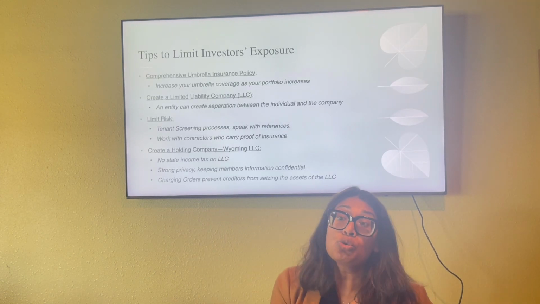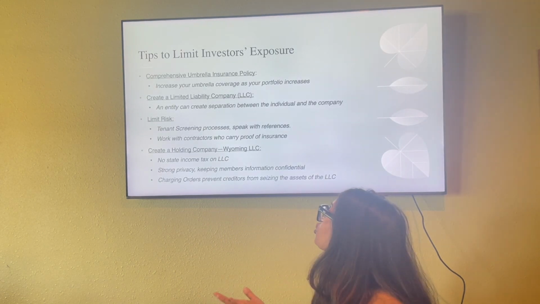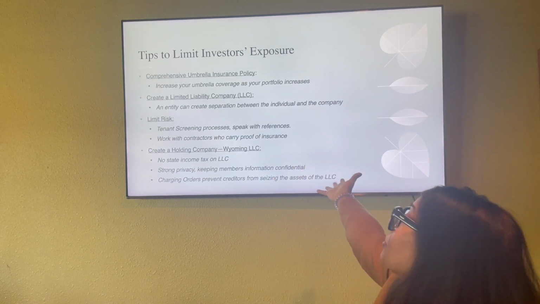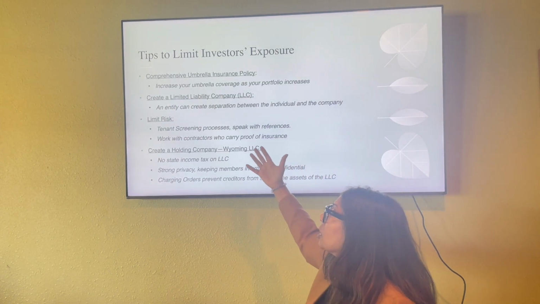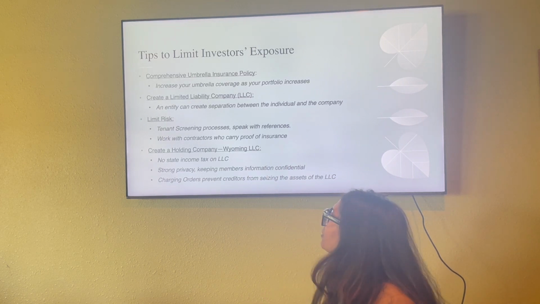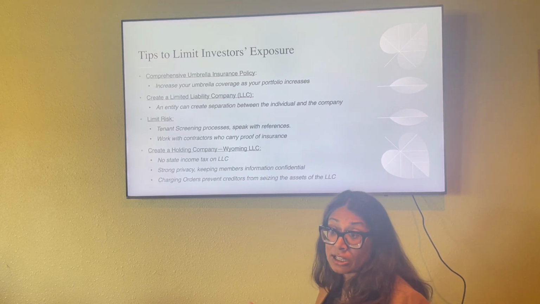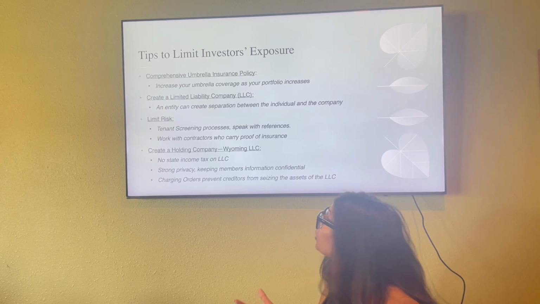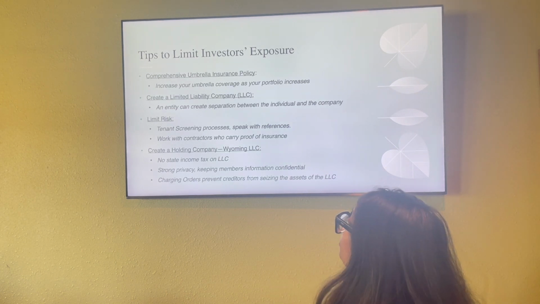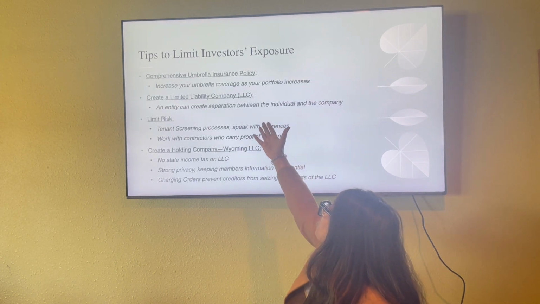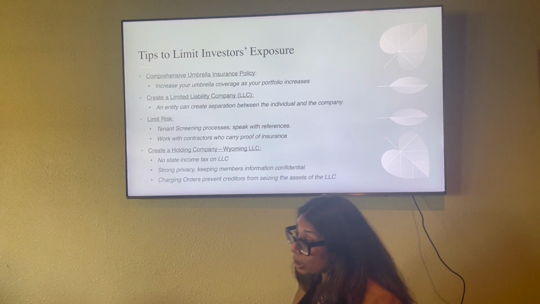So those are the two concerns that a lot of investors have. So these are some tips to limit the investor's exposure. When you have a real estate investor that's going out and buying that 5-unit building, or that retail strip center, or the office building, or even the single family residence, the number one thing they can do is make sure they have a comprehensive umbrella insurance policy.